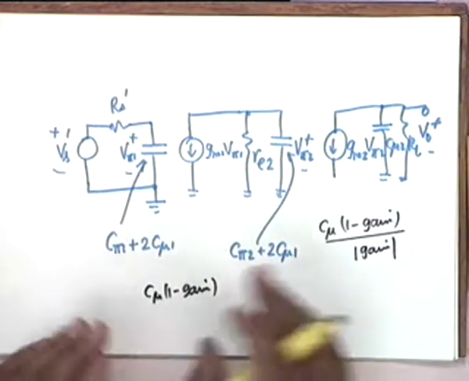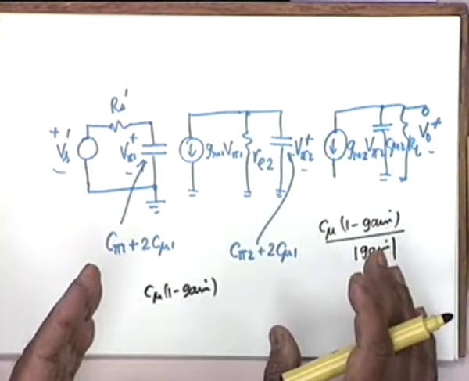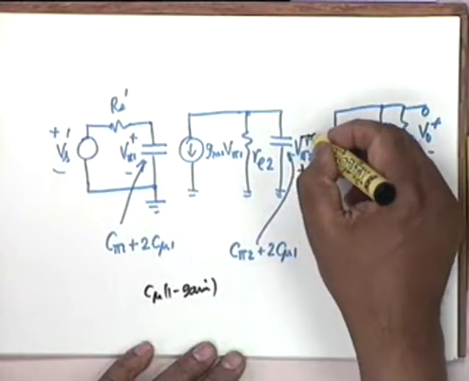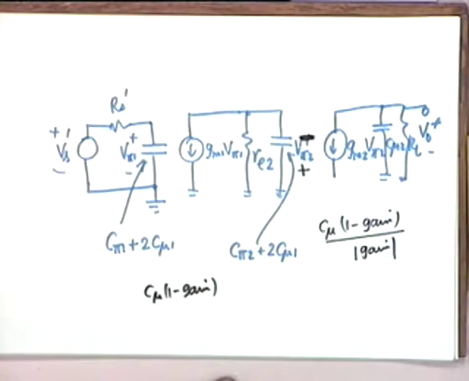Okay, we want to bring in the elements which control the high frequency response. Polarity of V pi 2 is again wrong. Yes. Thank you.